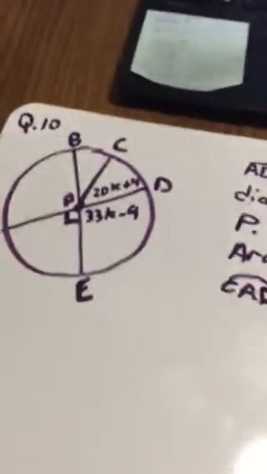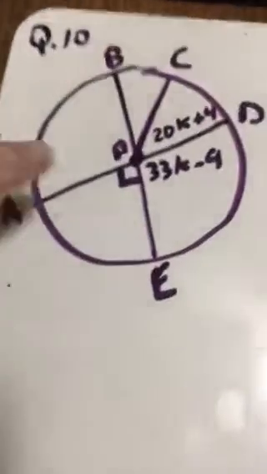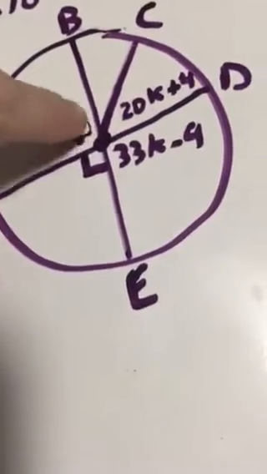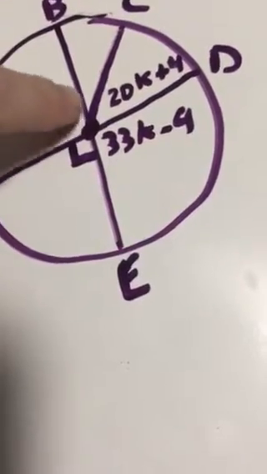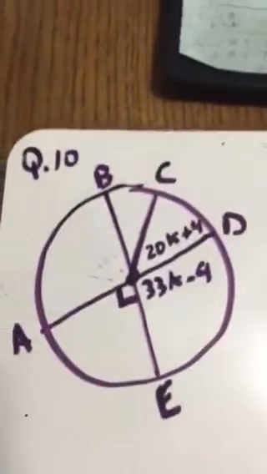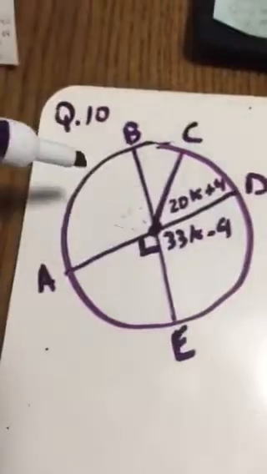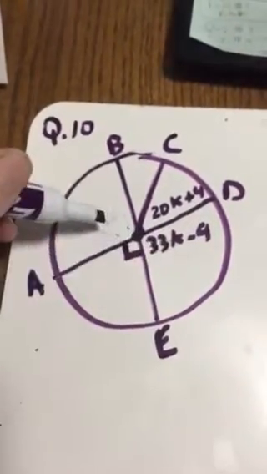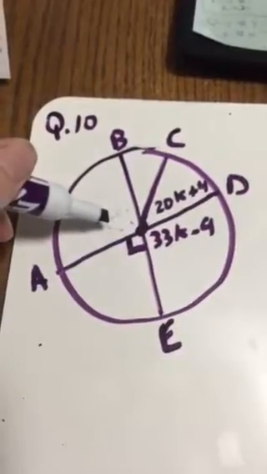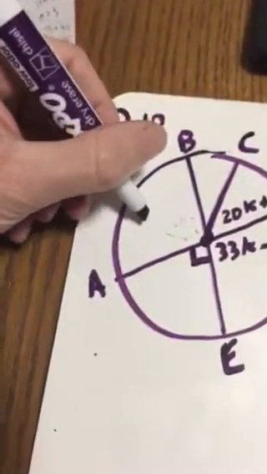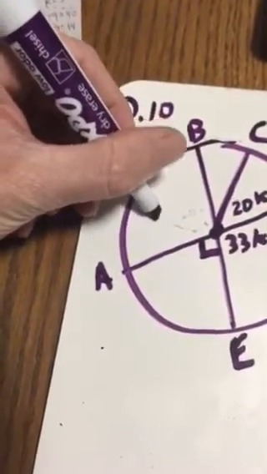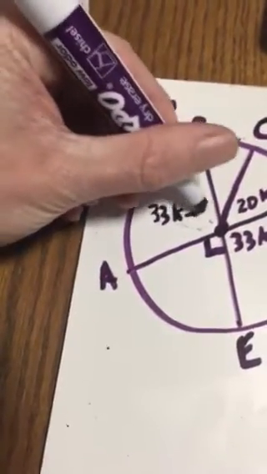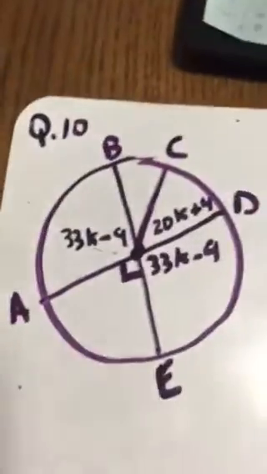Now the very first thing I'm noticing is, I'm going to erase this P here. This is circle P, I don't really need to label it anymore, we all know what circle it is. So 33K minus 9, I'm seeing a relationship between these angles. These are vertical angles, which means that this angle over here is also 33K minus 9. So I'm going to write it in, 33K minus 9.